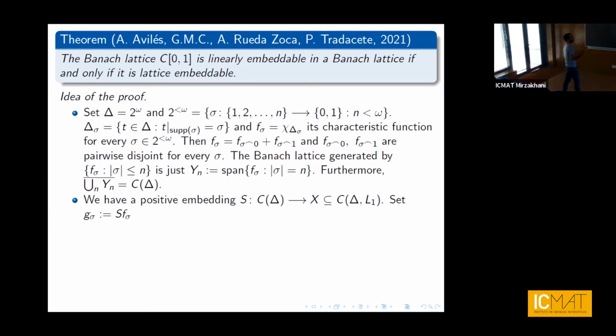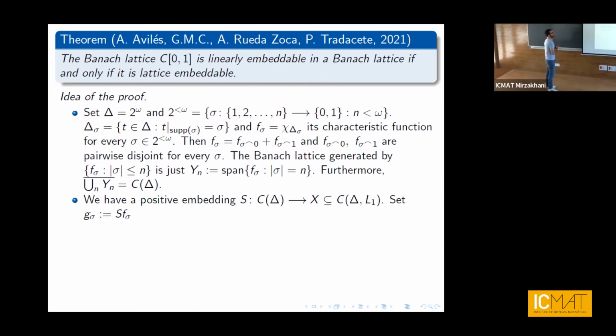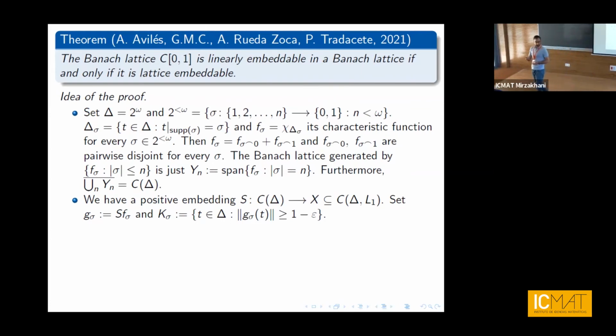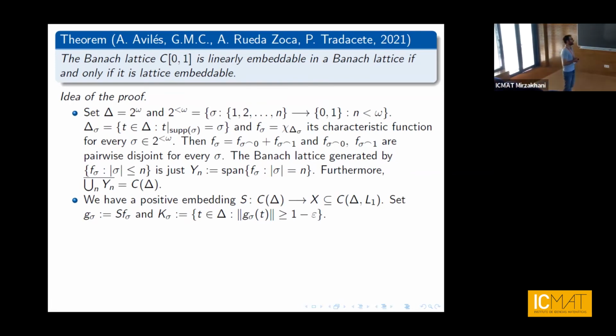So our goal is to pass to a quotient where these functions are again disjoint. In order to do this, we take advantage of the fact that we can consider these functions as elements of C of the Delta capital one. So we take K sigma as the points of the Cantor set where the norms are bigger than one minus epsilon. This epsilon was the one given by the Lotz-Rosenthal theorem.